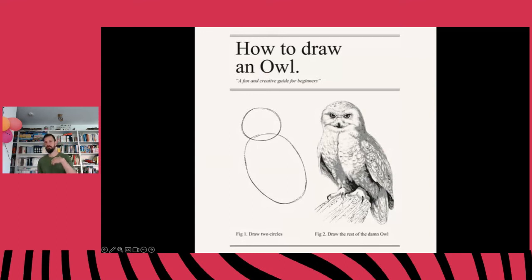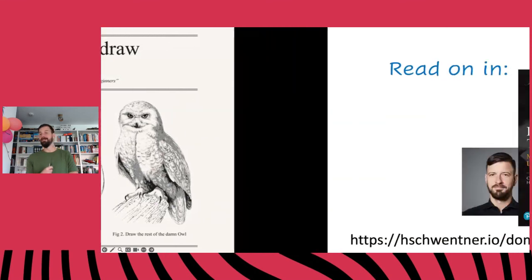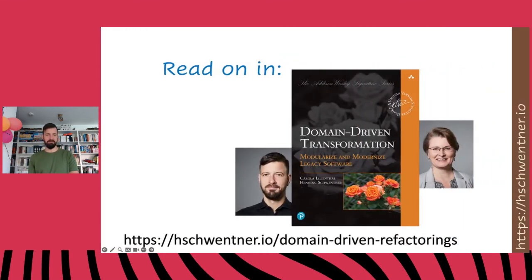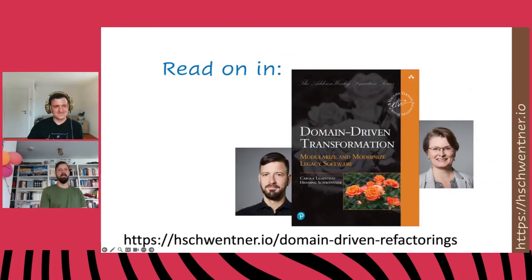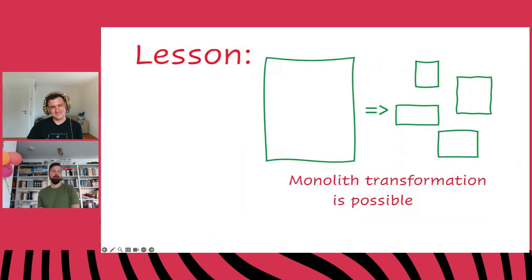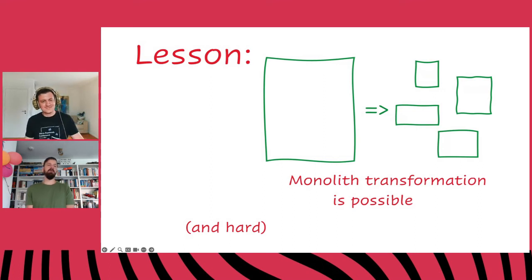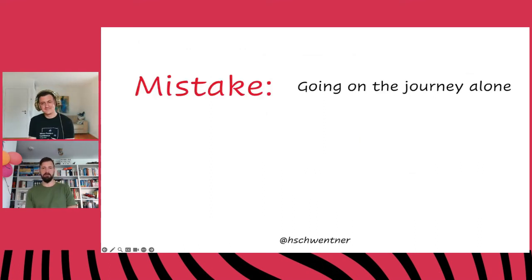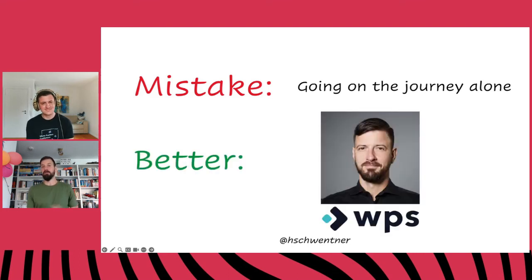I hope I gave you an impression, an idea of how steps 1A, 1B, 1C could work out. And if you want to know all the details, well, then read my other book, of course. And with that said, I want you to take one lesson that's important. Monolith transformation is possible, and it's hard. So don't make the mistake to go on the journey alone and do all the mistakes yourself. Take someone with you that already did most of the mistakes.